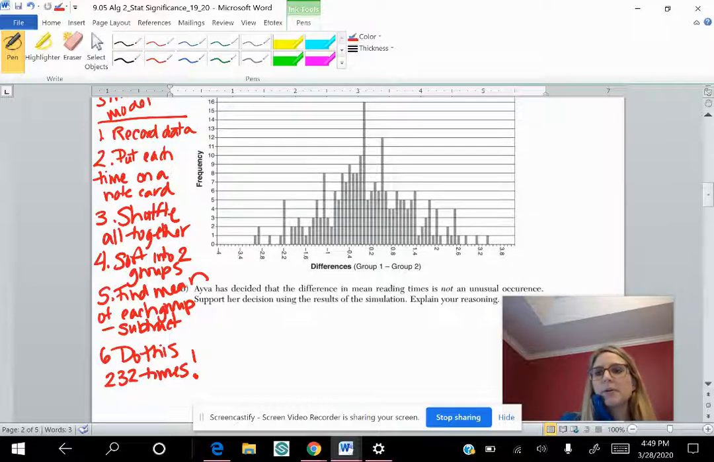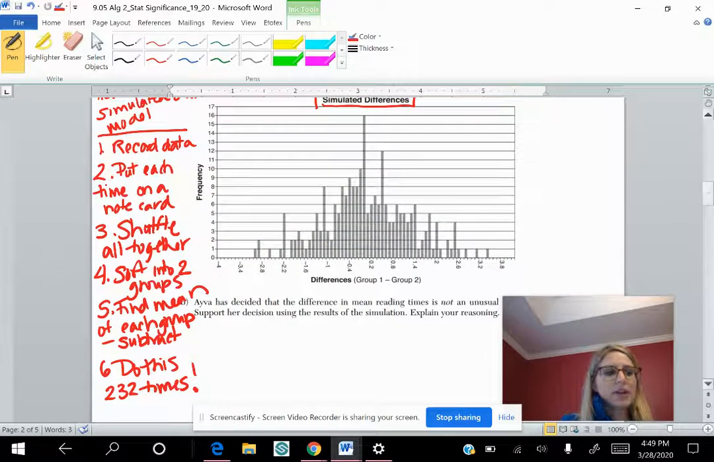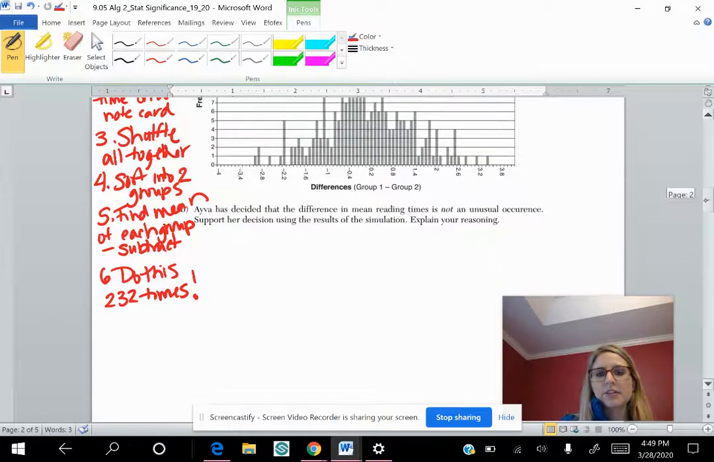Now, when we talk about these difference in the means models, in order to be statistically significant, and actually, you know what? Let me show you what it means. Let's find the difference in our means first. So part B says Ava has decided that the difference in mean reading times is not an unusual occurrence. Support her decision using the results of the simulation.